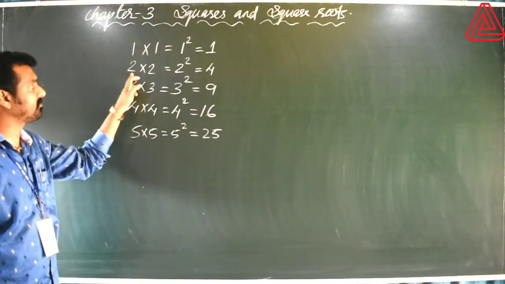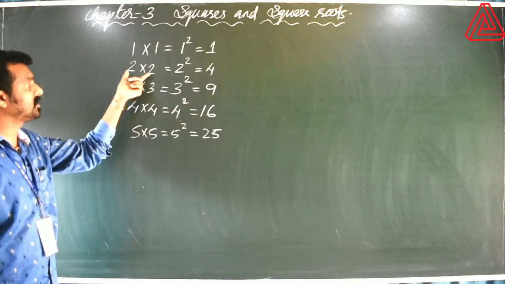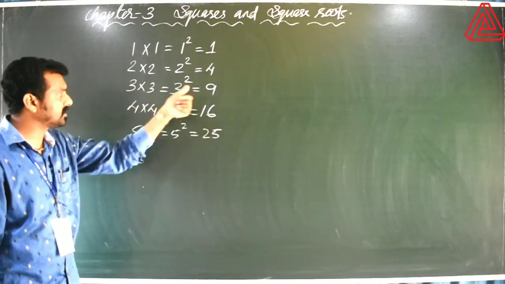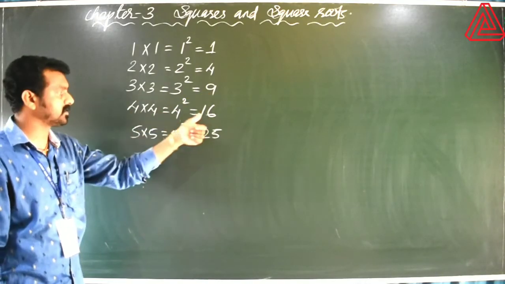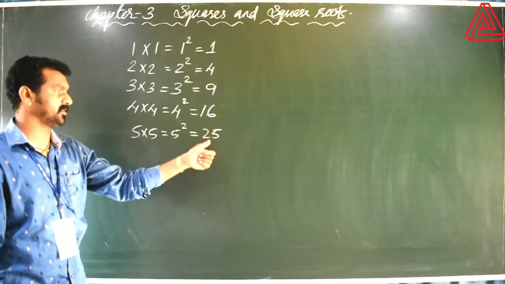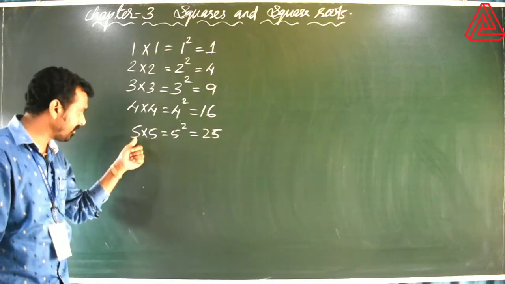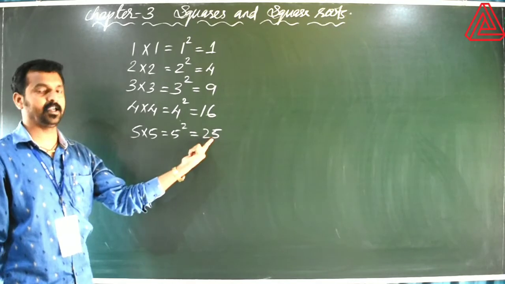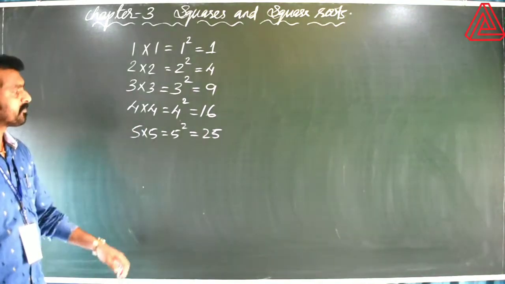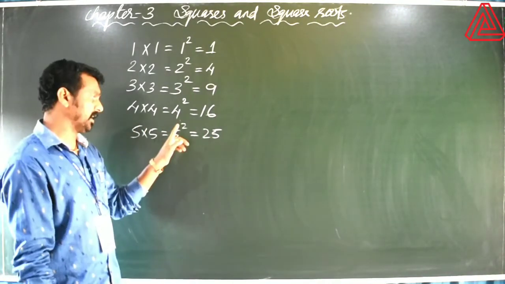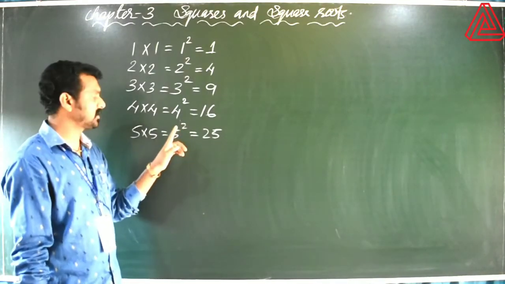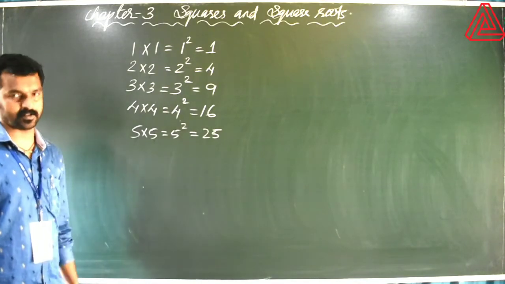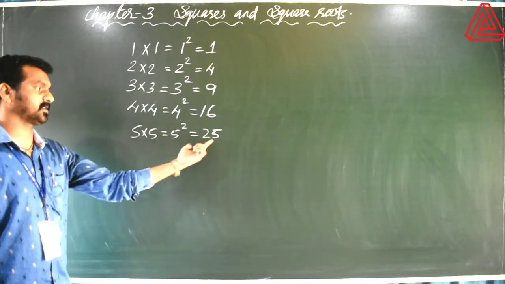When a number is multiplied by itself, 2 into 2 is equal to 4. 3 into 3 is equal to 9. 4 into 4 is equal to 16. 5 into 5 is equal to 25. When a number is multiplied by itself, the product formed is called the square of that number. The square of a number is obtained by raising the power 2, that is 5 square. 5 is multiplying 2 times, that is called squares. Square of 5, that is 25.